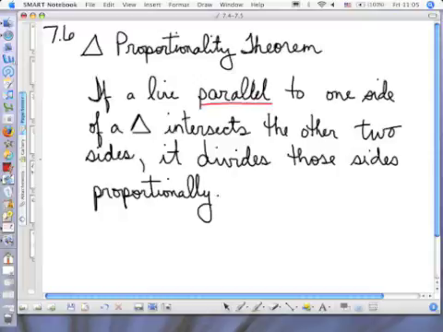Yes. The triangle proportionality theorem has just given us more ways of finding size.